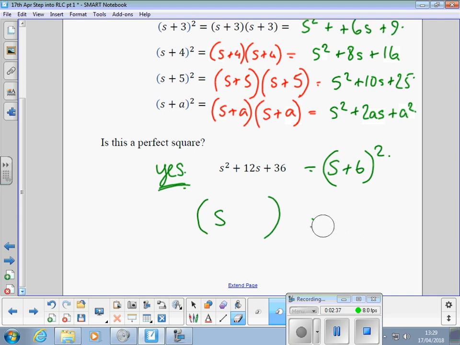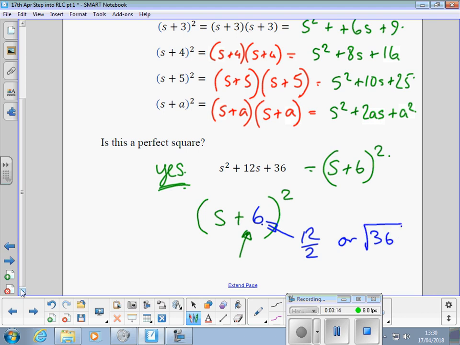Let's do this. We've got to do that plus something, all squared. Where does this come from? In terms of a perfect square, that is 12 over 2, half of that coefficient of s, or it comes from square root of 36. So in terms of that, if the half coefficient of s are equal, then that expression is a perfect square.